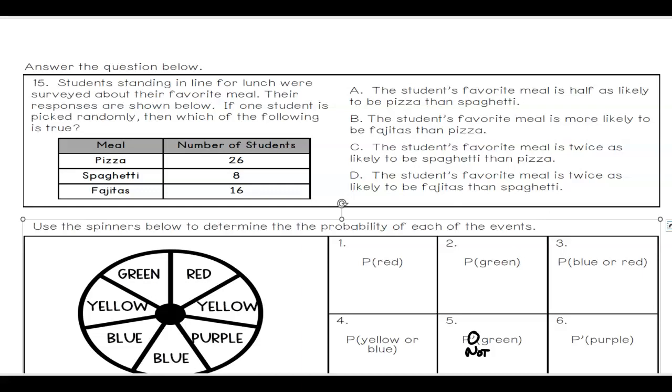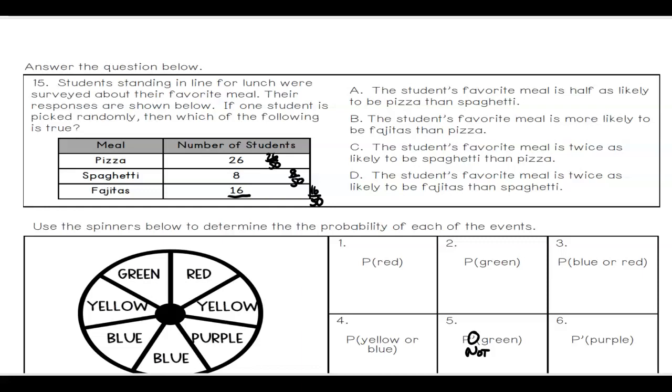Again, always a good idea to add these up and find what your total is. If you add these up, you actually have a total of 50. So this is 26 out of 50. This is 8 out of 50. And this is 16 out of 50. Always good to find a total, because that's the bottom part of your probability fraction, right?